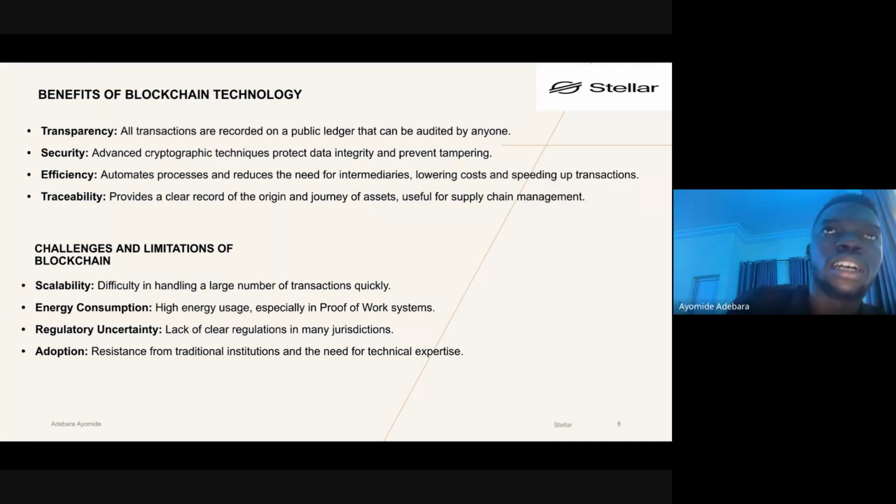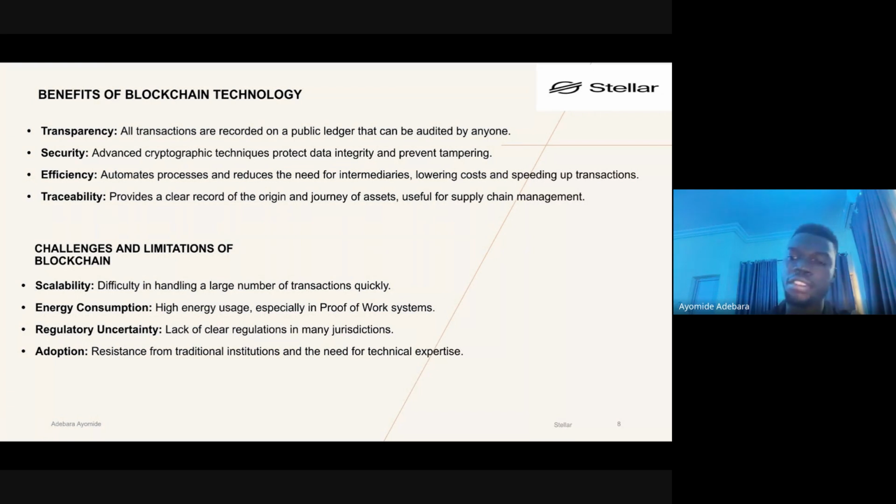Now, we've been talking about beautiful things about the blockchain. It's transparent, it has security, it has efficiency, and traceability. We can see all of these are beautiful things about the blockchain. But are there limitations to the blockchain? Well, yes, there are. The first limitation we'll be talking about today is scalability.